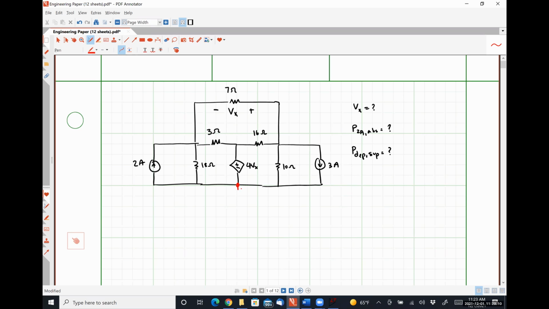So for this particular problem, let's say that our reference node is this bottom node. From that, this node over here on the left we'll call node A, which has a nodal voltage of VA. This node here in the middle will be node B, which has an associated nodal voltage of VB. And this node on the right is node C, which has a nodal voltage of VC.